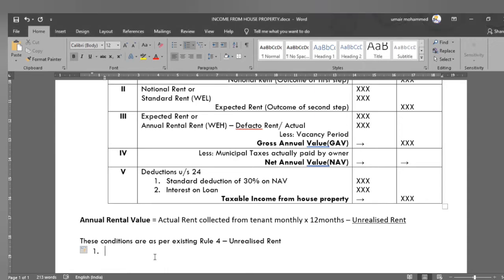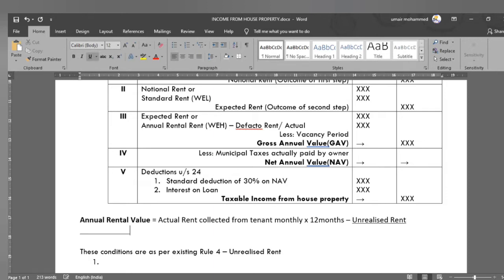At times it may also happen that people might make a fake claim for a simple reason that they don't want to pay tax. So imagine I'm saying that I have not collected rent at all for the last 12 months, my tenant has not paid me rent. In my example I gave you that the rent is 10,000. So 10,000 into 12 comes to 1 lakh 20,000. And now the owner of the house says, no, the tenant has not paid me at all for the last 1 year. So unrealized rent will also be 1 lakh 20,000.